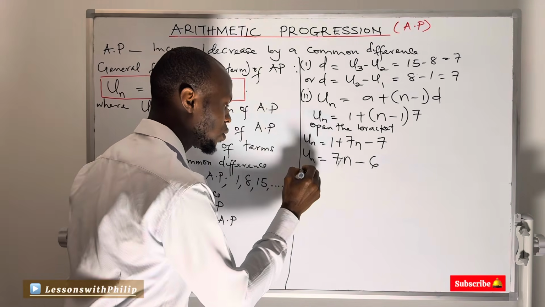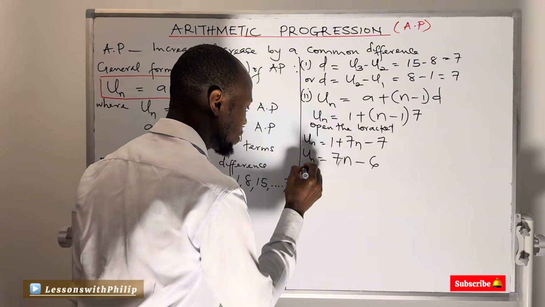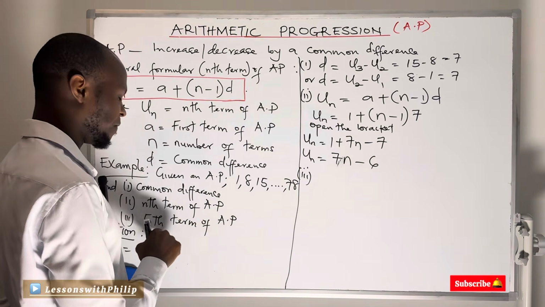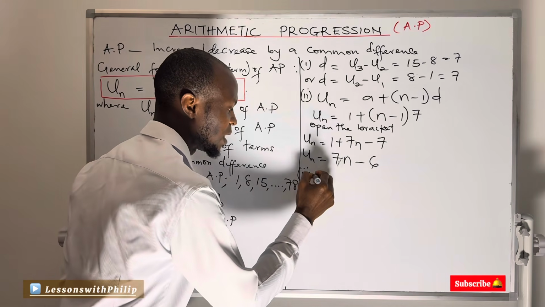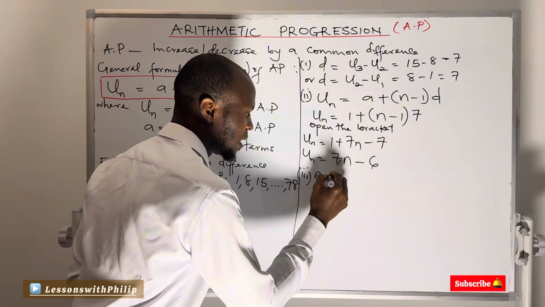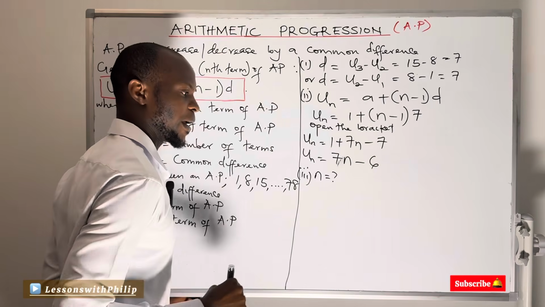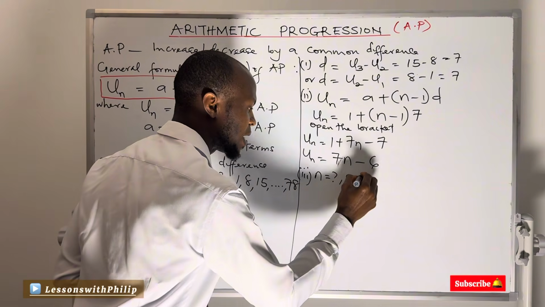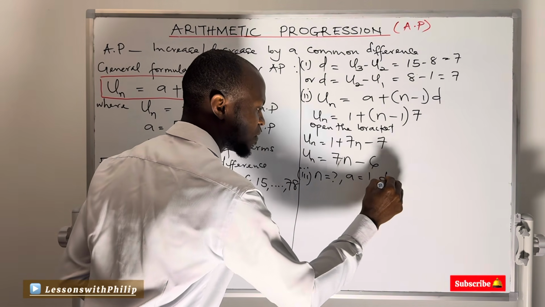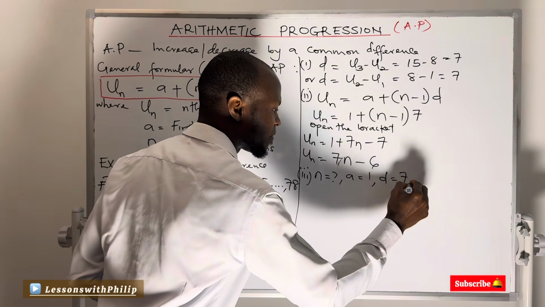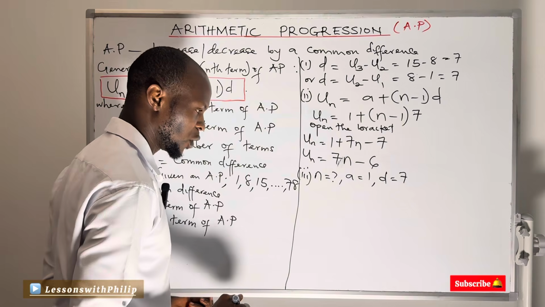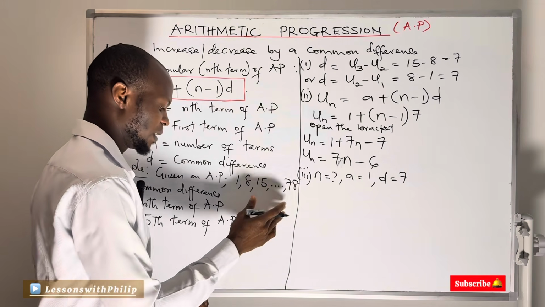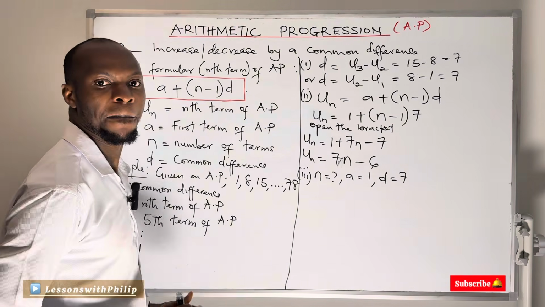Now let me go to the third example. I'm asked to find the fifth term of the sequence. That shows that I'm asked to find n. I know my a to be 1, and I've gotten my common difference to be 7. This is what I need. I'm asked to find the fifth term.